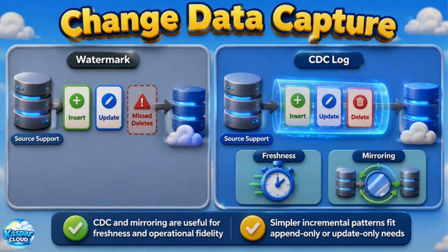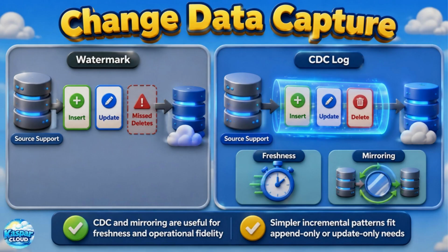Change data capture captures source inserts, updates, and deletes more completely than many simple watermark patterns. CDC is useful when the target must reflect operational changes accurately, including updates and deletes. Some Fabric ingestion options and source systems support CDC-style movement. Mirroring can also provide near real-time replication for supported databases.